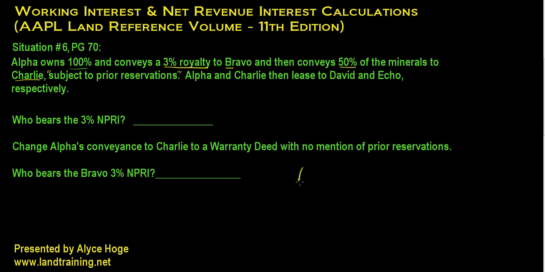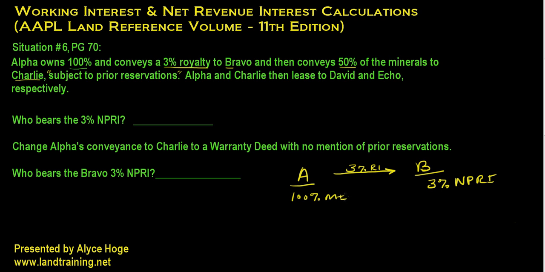We start off with A, who has a 100% mineral interest. And A then conveys a 3% royalty to B, or Bravo. And that means Bravo has now a 3% non-participating royalty interest, meaning he has no right to sign an oil and gas lease, but he is entitled to royalty payments. And A at this point is still retaining their 100% mineral interest.